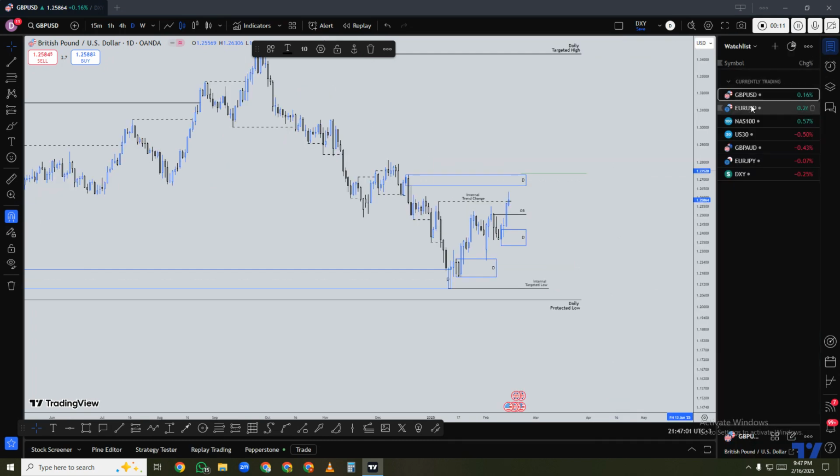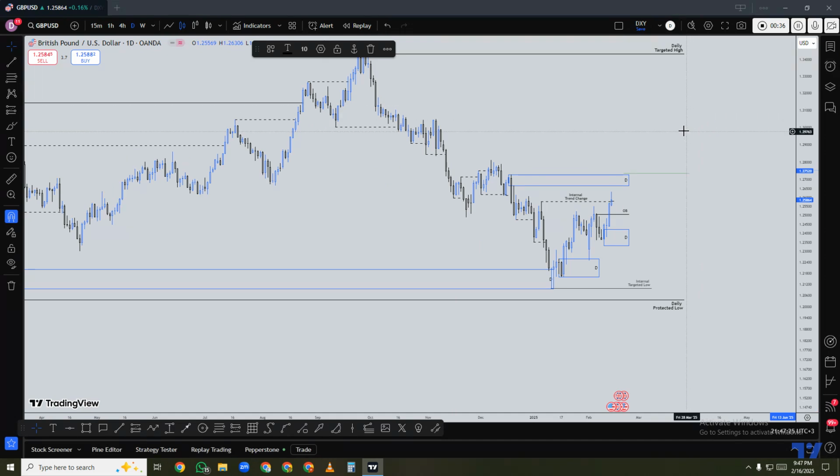Today I'm mainly focusing on these two currencies. We do have GBPUSD and EURUSD. I may look at the DXY if time allows, but for now, let's just focus on GBPUSD and EURUSD.